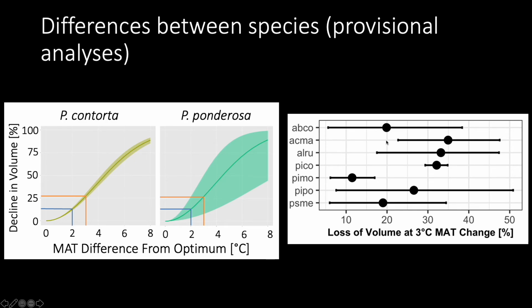And then we can compare loss of volume at 3 degrees mean annual temperature change across several different species, and we see generally that confidence intervals overlap. In some cases, that's not the case, like the difference between Monticola and Contorta. But generally, the take-home message here is that while there do seem to be differences between species, and we can better optimize climatic transfer by fitting climate transfer functions to individual species, if we lack data for a species altogether, we're going to do better by using a transfer function for a different species as opposed to not using a transfer function at all.